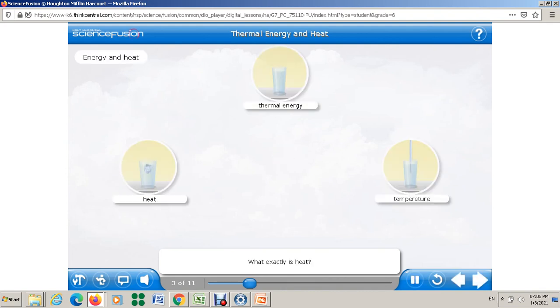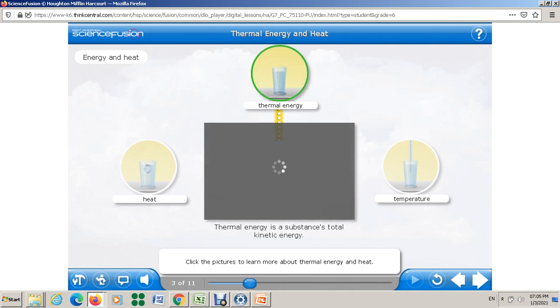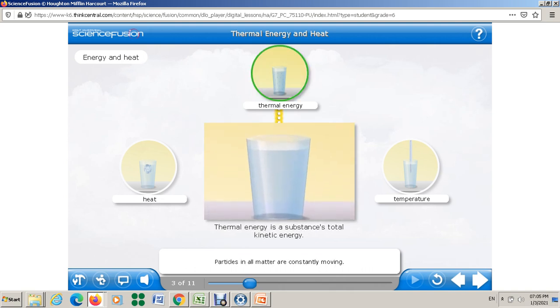What exactly is heat? Click the pictures to learn more about thermal energy and heat. Particles in all matter are constantly moving. As illustrated here, the particles of water in the glass are in motion. Anything that is in motion has kinetic energy. Thermal energy is the total kinetic energy of the particles in a substance.